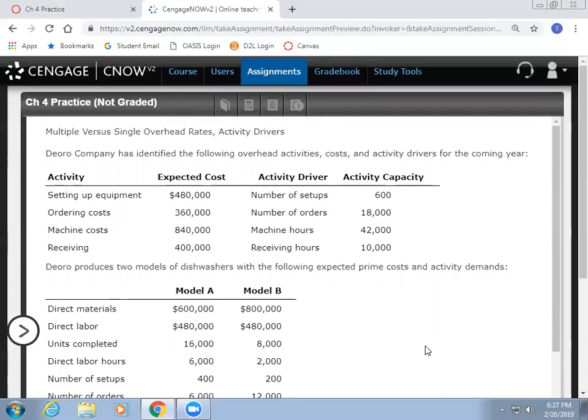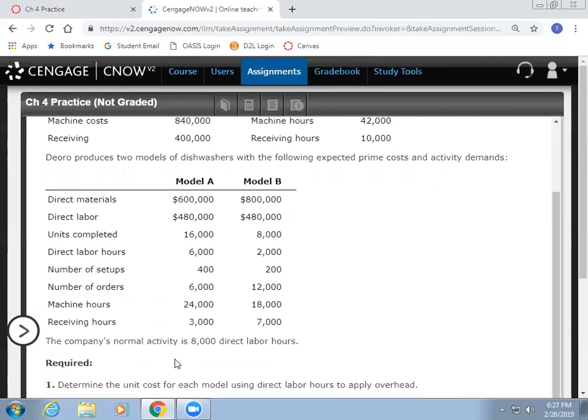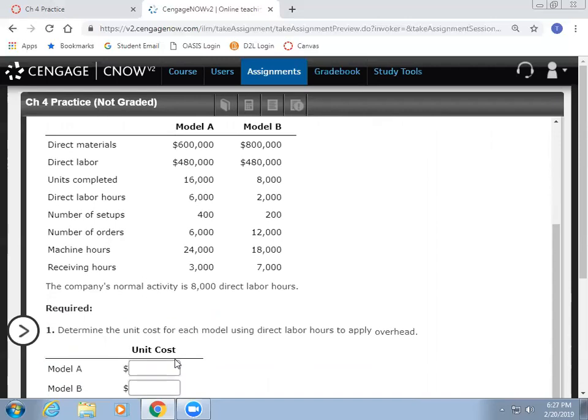And then we produce 2 models of dishwashers, and they have the following expected prime costs and activity demands. So for Model A and Model B, they give us materials and labor, units completed, direct labor hours, and then they give us our activities. So number of setups, number of orders, machine hours, receiving hours. It says the company's normal activity is 8,000 direct labor hours. So we want to determine the unit cost for each model using direct labor hours to apply overhead. Okay. So there we would actually need to calculate an overhead rate first.